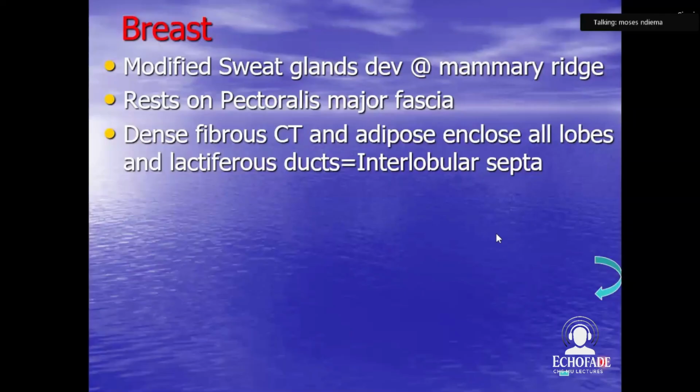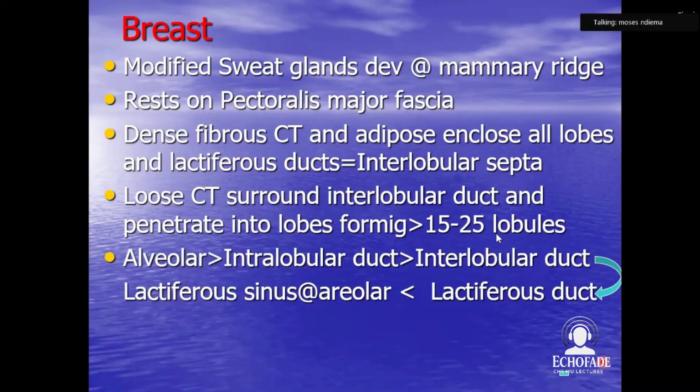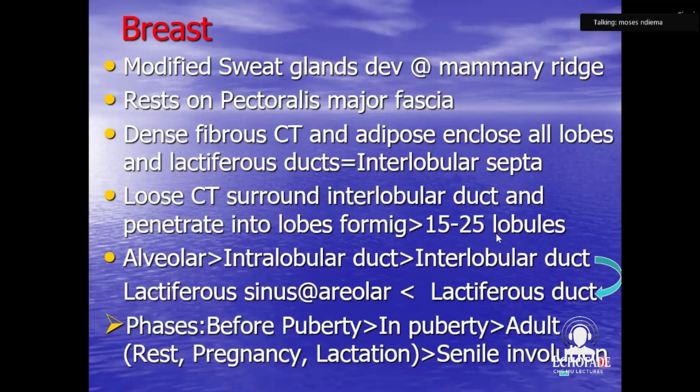And then we have the lactiferous sinus, and then the secretory part will be the alveoli. The alveoli will have intralobular ducts and then interlobular ducts, which open into the lactiferous duct, and the lactiferous duct opens into the lactiferous sinus at the areola. What are the phases of development of the mammary gland? There's before puberty, during puberty, and the adult stage.